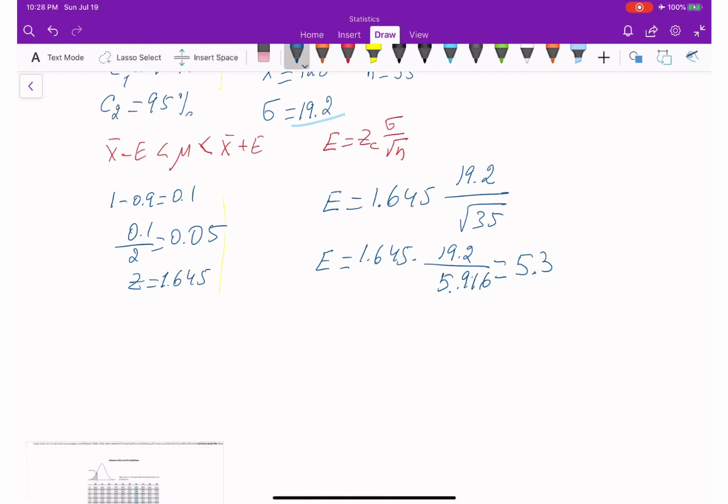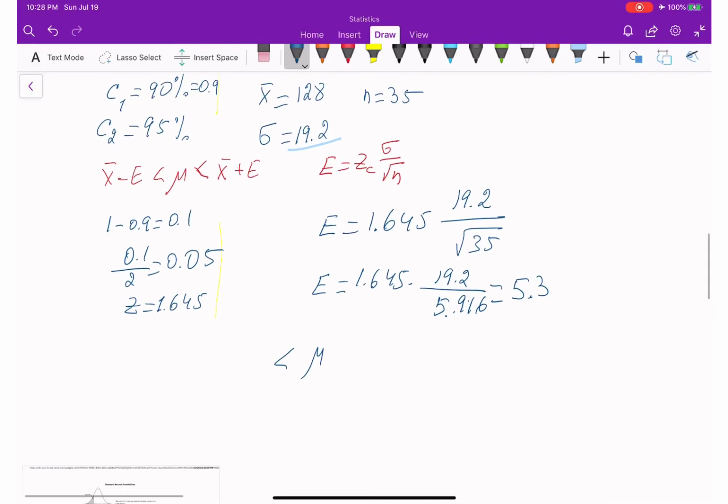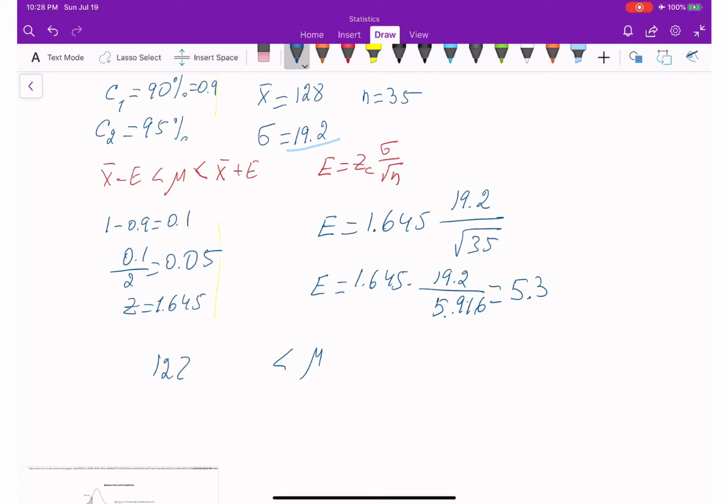So mu is going to be my x bar, 128, minus 5.3, and 128 plus 5.3. Okay, so 128 minus 5.3 is going to be 122.7. And if I add them, it will be 133.3. And this is going to be my confidence interval.